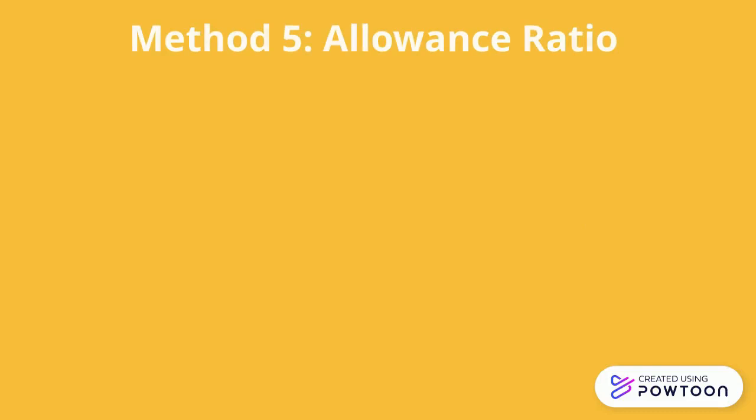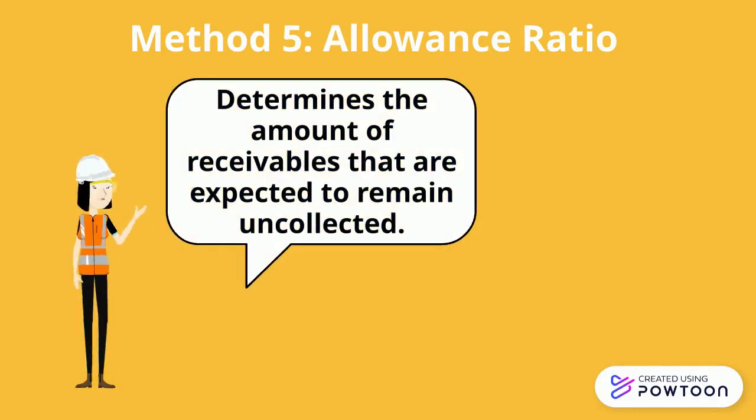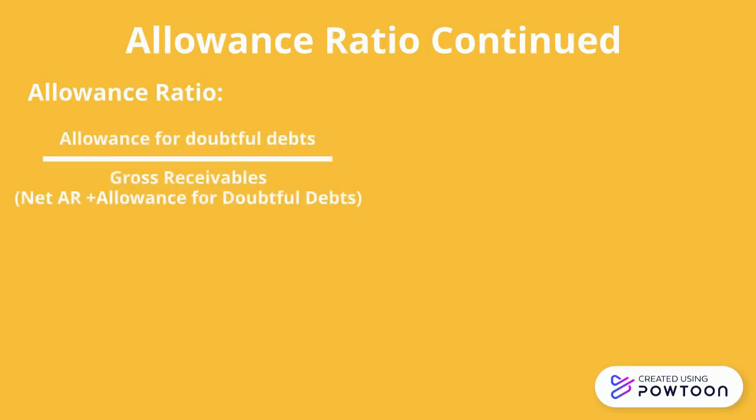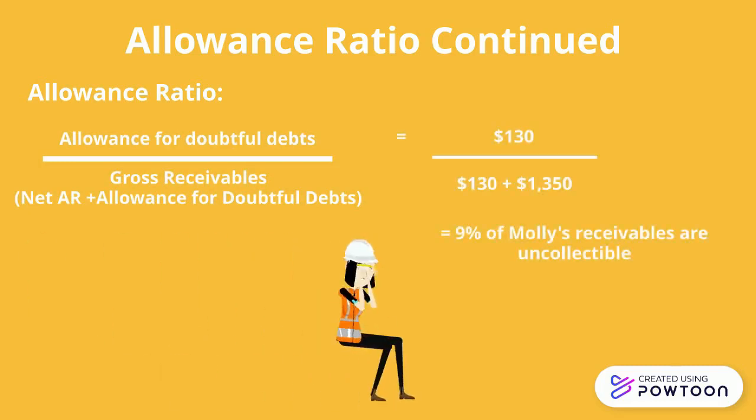The last ratio that can be used is the allowance ratio, which determines the amount of receivables that are expected to remain uncollected into the future. In Molly's instance, this can be revealed by dividing her allowance for doubtful debts by her gross receivables. This means approximately 9% of Molly's receivables are expected to be uncollectible into the future.